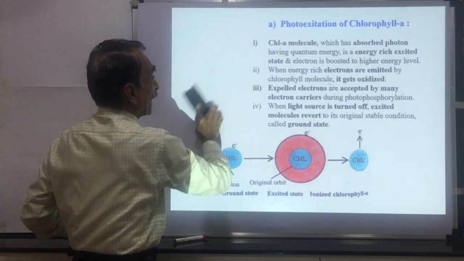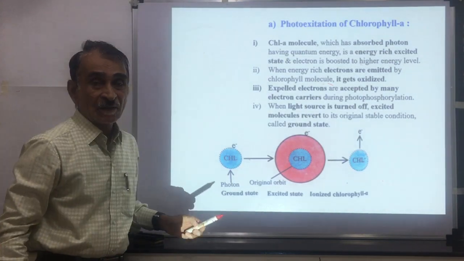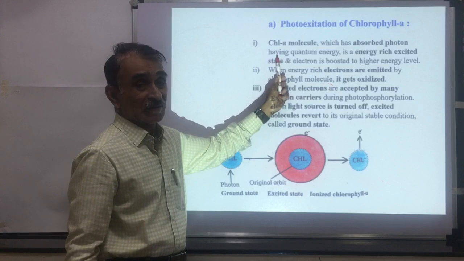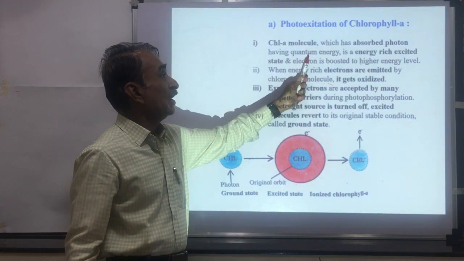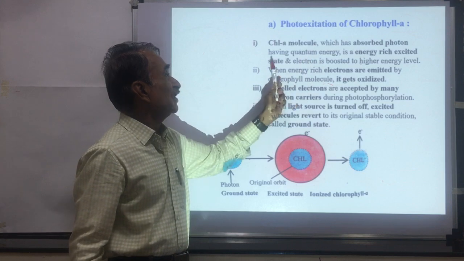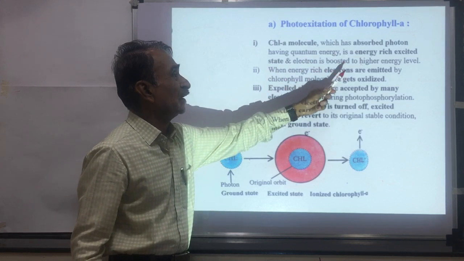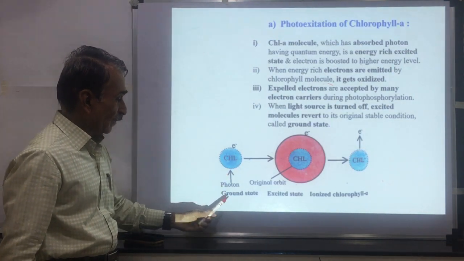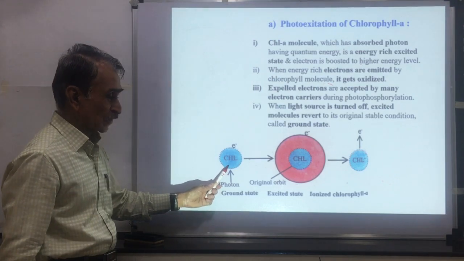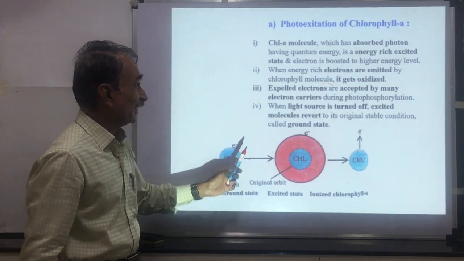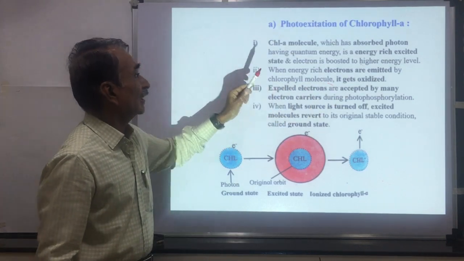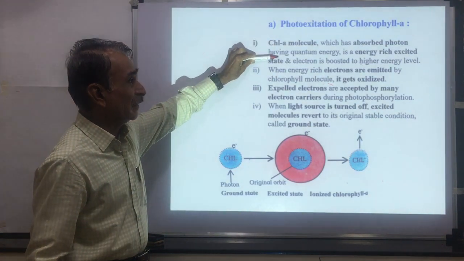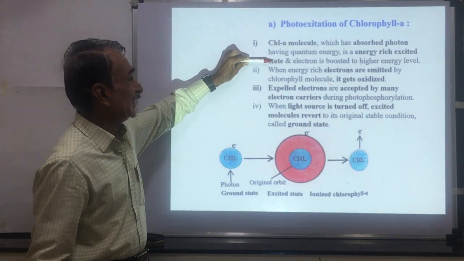Then, photoexcitation of chlorophyll A. A chlorophyll A molecule which has absorbed photons having quantum energy is in an energy rich excited state, and an electron is boosted to a higher energy level. Here you can see this is a chlorophyll molecule. When it absorbs the photons of light having quantum energy, it is in an energy rich excited state.